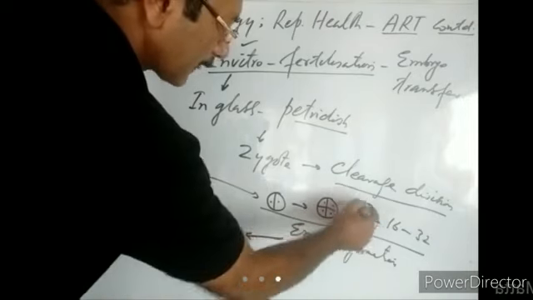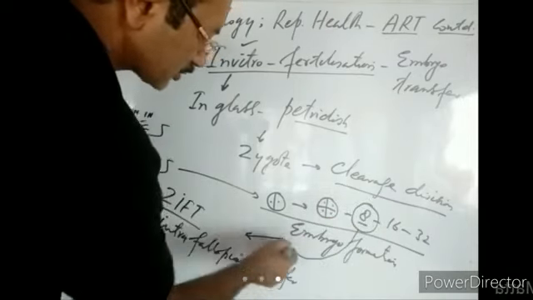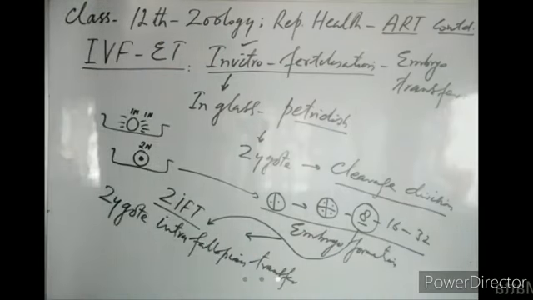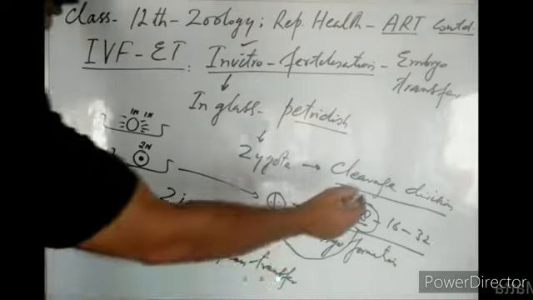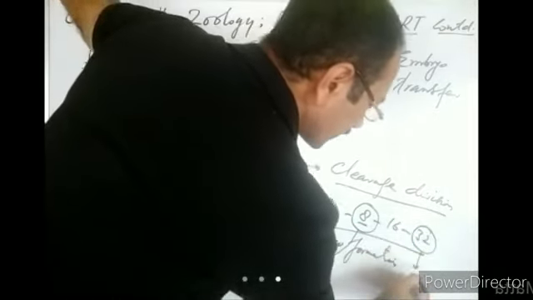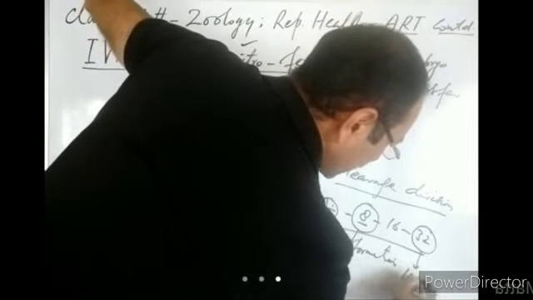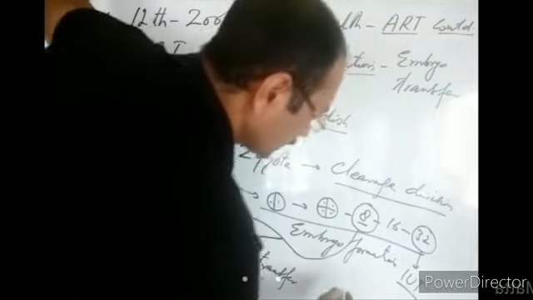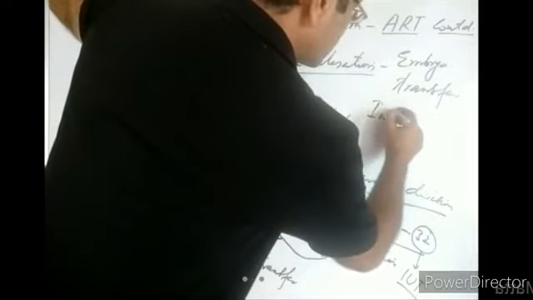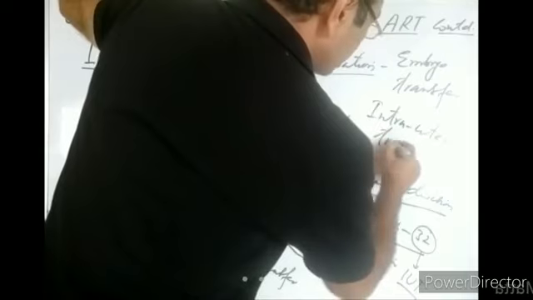This zygote or embryo, which is transferred into the fallopian tube at 8-cell stage, is known as ZIFT, right? Or at 32-cell stage, this embryo may be directly transferred into the uterus. That is known as IUT, intrauterine transfer, right?